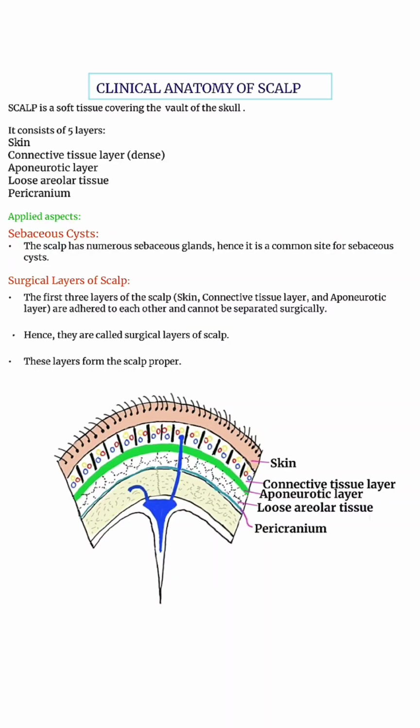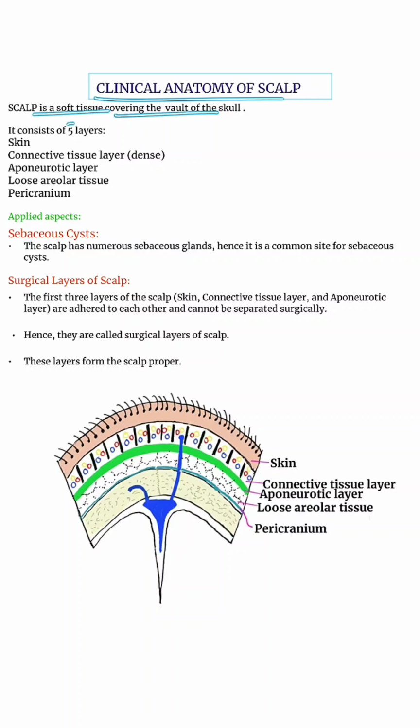In this video, we are going to learn about clinical anatomy of scalp. Let's see in brief about scalp. Scalp is a soft tissue covering the vault of the skull.